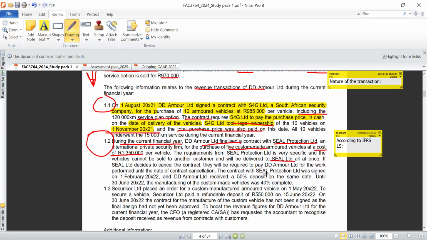The contract with Seal Protection was signed on the 1st of February 2022, so this is still within their current financial year. DD Armour received a 50% deposit on the same date. Until 30 June 2022, the manufacturing of the custom-made vehicles was 40% complete. When was this? On the 30th of June 2022, it was 40% complete.